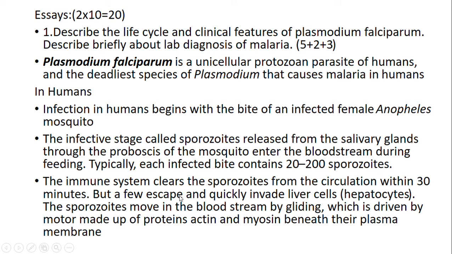The immune system clears the sporozoites from the circulation within 30 minutes, but a few escape and quickly invade liver cells, that is hepatocytes. The sporozoites move through the bloodstream by gliding, which is driven by a motor made up of the proteins actin and myosin beneath the plasma membrane.